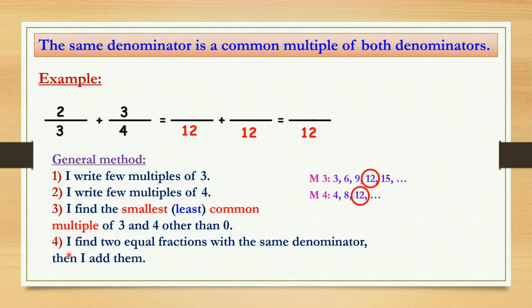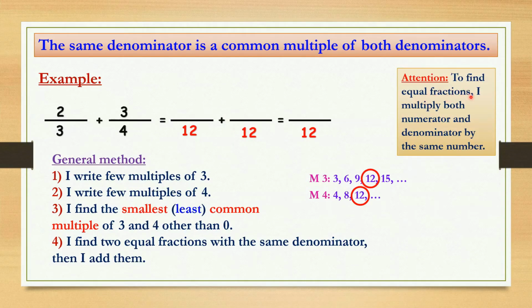Now, step number 4, I find two equal fractions with the same denominator, then I add them. Now we are going to find a fraction equal to the first fraction 2 over 3 and a second fraction that is equal to the fraction 3 over 4 with the same denominator 12. All I need to do now is to find the numerator of these two fractions.